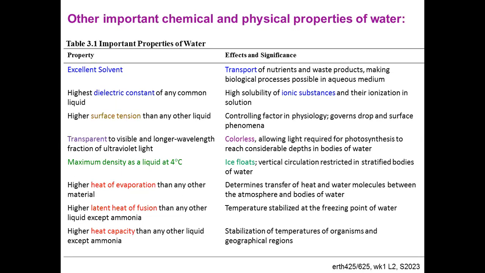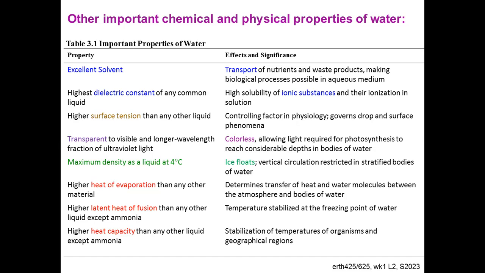Here's a bunch of other properties. This is a table from your textbook. On the left-hand side of the table is the property, and on the right is the significance of that property. So obviously it's an excellent solvent. It's got a high dielectric constant. It's got high surface tension. And these things control the ability to solubilize nutrients and waste products and other chemicals, as well as ionic substances.